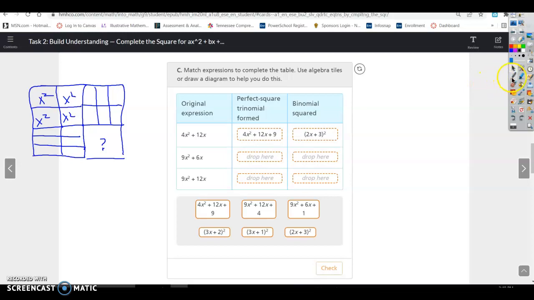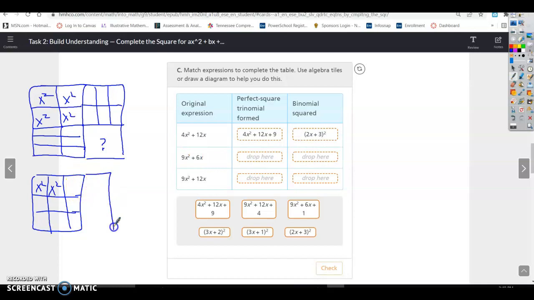Alright, the next one says 9x squared. Pretend like these are my x squareds here. Alright, 9x squared plus 6x. So I've got 2 here, so I need to divide that. So that gives me my 6 here.